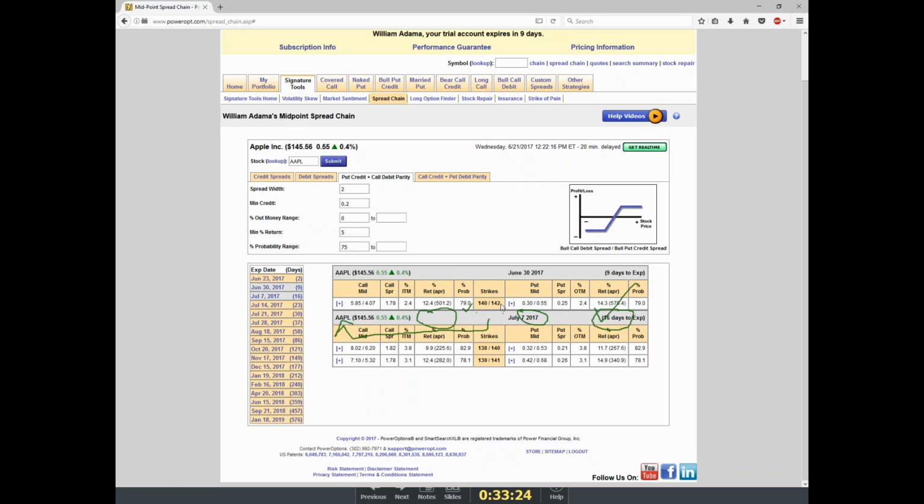There's only one that's there, the 142, 140, but that would be a 9-day trade for a potential of a 14.3% return. Still with a 79% probability, I may be inclined to go shorter term now rather than the longer term, but that again is going to depend on your expectation. And you had already set your expectation because you knew coming in you were looking for a spread position, a buy right, or a naked put on this particular stock.